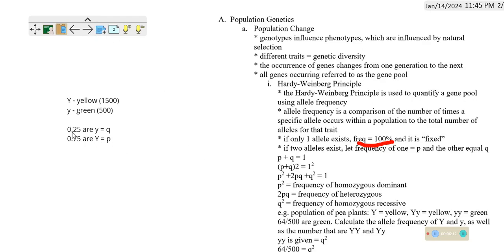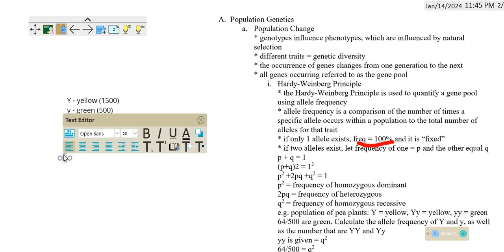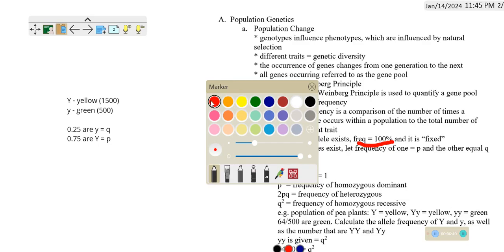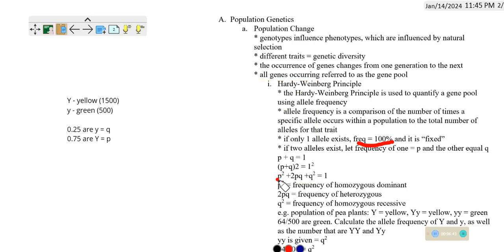Looking at this, if P plus Q equals 1, it's not super interesting if we take the actual numbers here, 0.75 squared plus 0.25 squared. But if I square that, I get P plus Q squared, and you've hopefully seen this in your math classes. This becomes this bit here: P squared plus 2PQ plus Q squared equals 1.